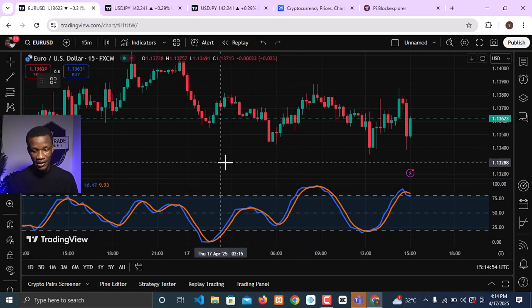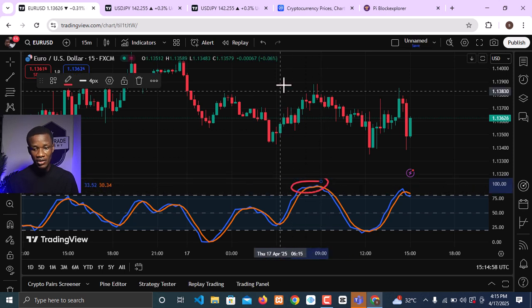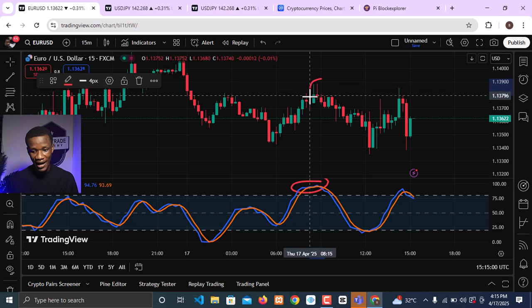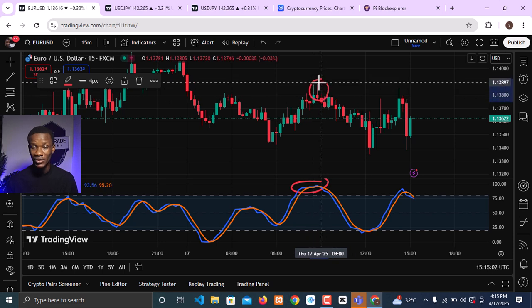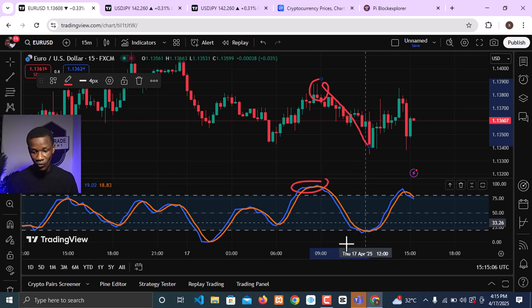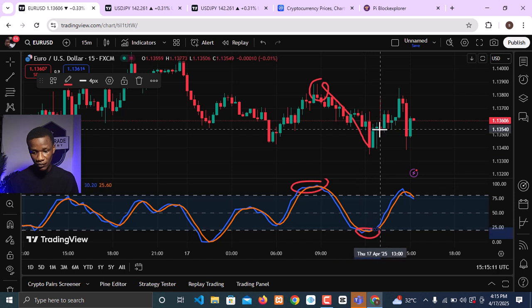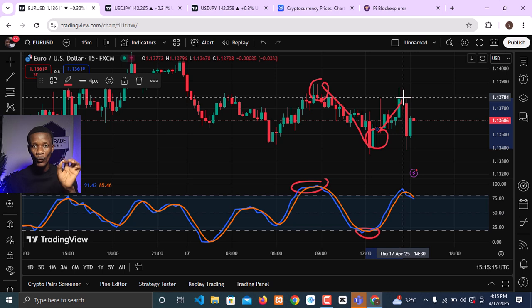So in this case, we see that the market enters into overbought condition right here. The market is overbought at this point, and we want to take a sell position to the downside. Also, the market is oversold at this point, so we want to take a buy position from here all the way to the upside, only when the market enters into overbought and oversold conditions.